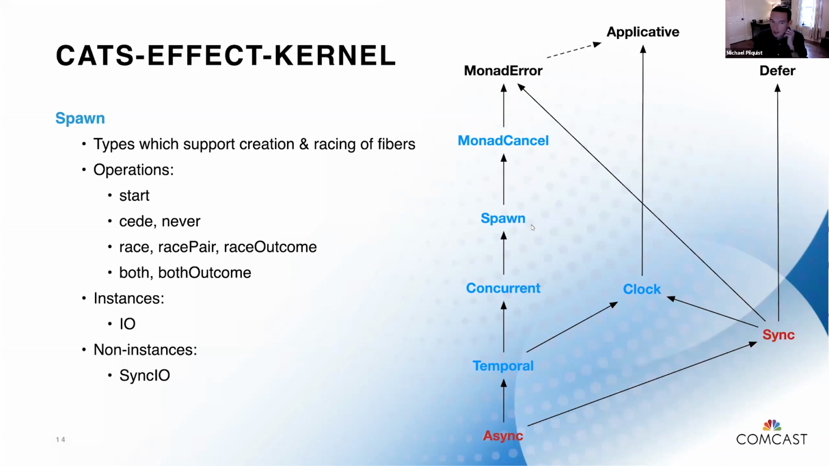Or sort of the dual of that, instead of racing, let's let all of the fibers that I start all complete and wait for all of them to complete, combine their results together. Those are the capabilities of the Spawn type class. A little bit different than in the past. In Cats Effect 2, there was a different type class to do that. It was not Spawn.